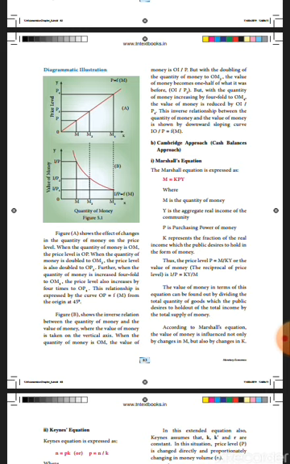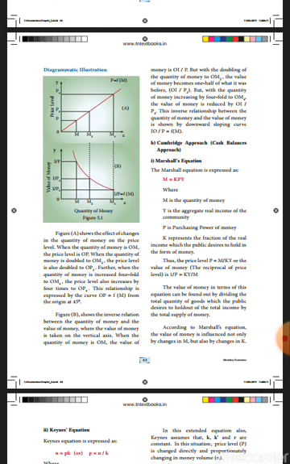Now, we are going to see the next theory, the Cambridge approach or cash balance approach. I told you two approaches. The first one is Fisher's quantity theory, Fisher's transaction approach, which we have studied. Now, the Cambridge cash balance approach. This is Marshall's equation. Marshall's equation is M is equal to K into P into Y. M is equal to KPY.